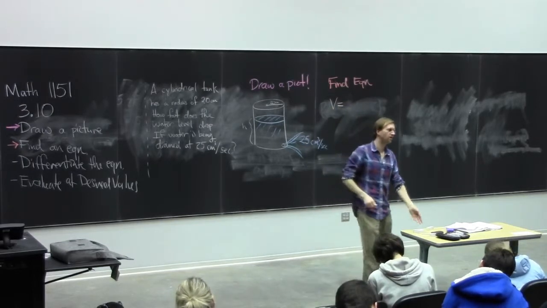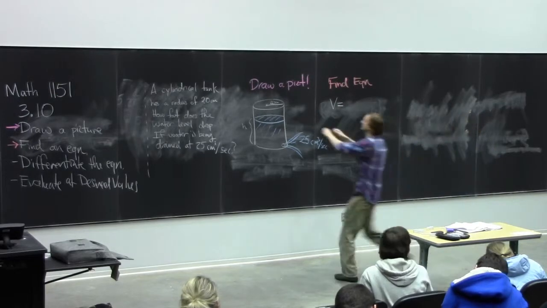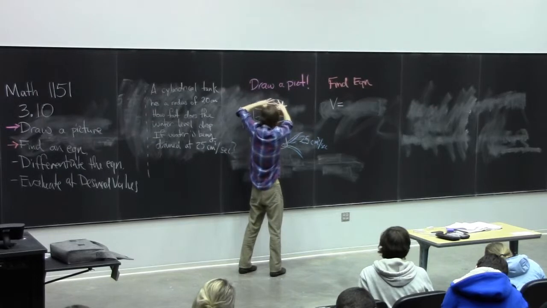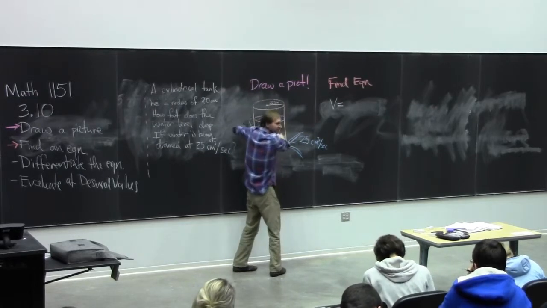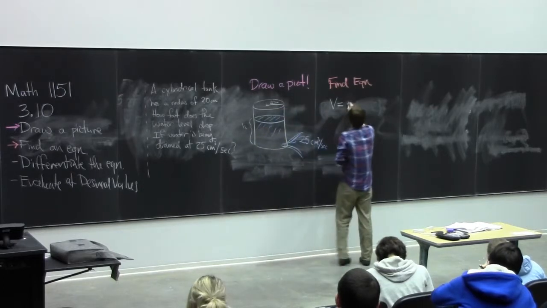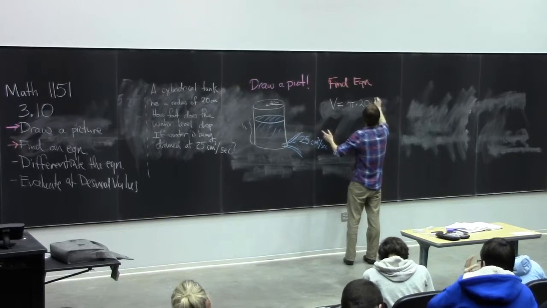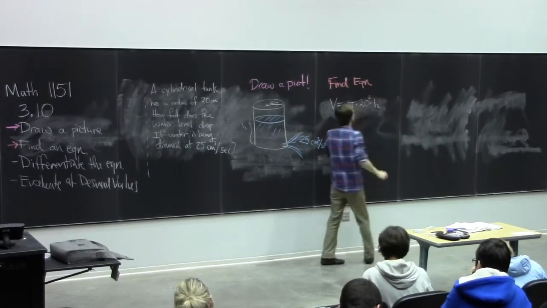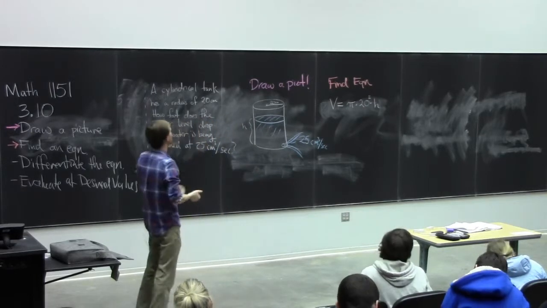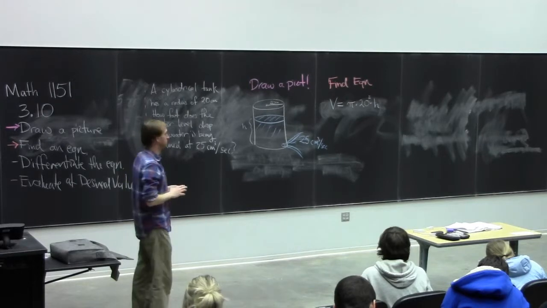Does anybody know how to find the volume of a cylinder? Yeah, pi r squared h. It makes sense because pi r squared is the area of the circle, and then you're h'ing it to move it up and down, right? So it's pi times 20 squared times h. This is our equation.